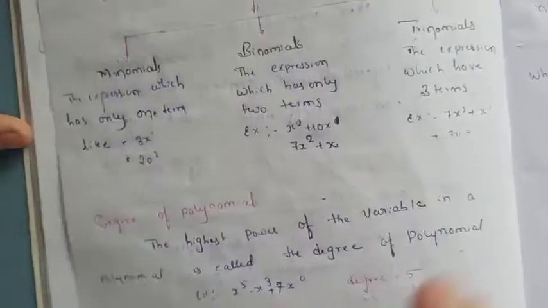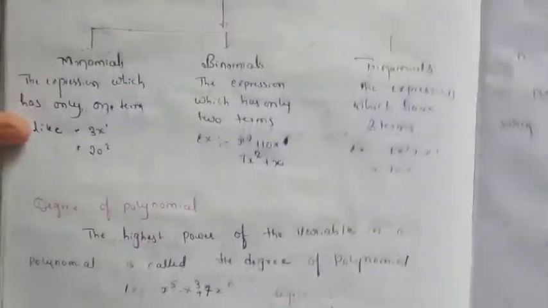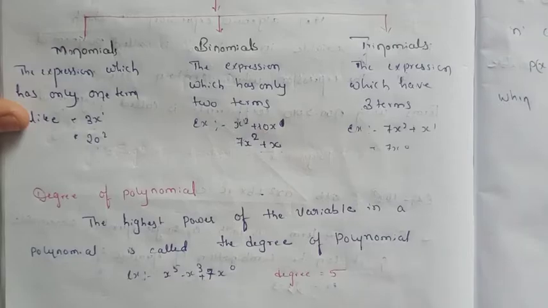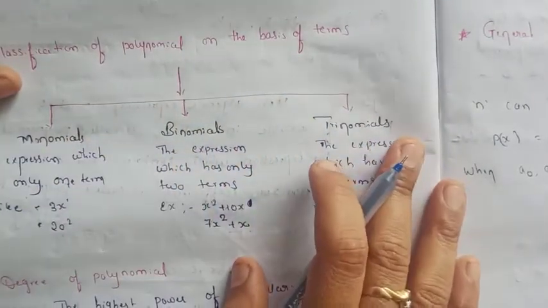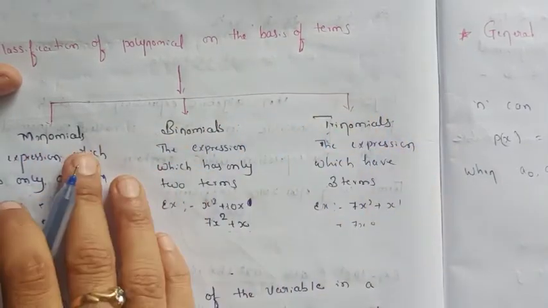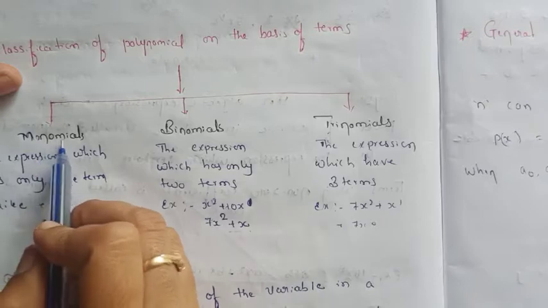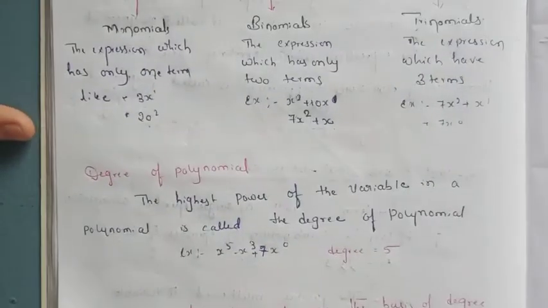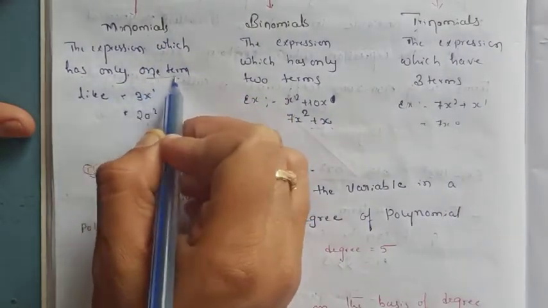And a polynomial is classified on the basis of what? Terms and degree. So what do terms mean? 3x, 20x, 7 square plus x. These are all terms. On the basis of terms we come across many types, and according to the textbook they have given up to trinomials. First monomials, binomials, trinomials. A monomial means an expression which has only one term.